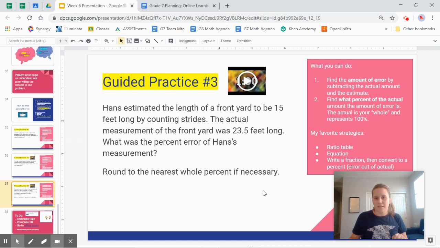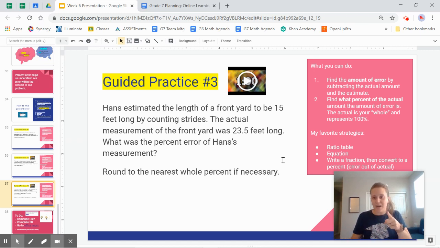I want to read it together and then give you a full minute just to work. Okay. Hans estimated the length of a front yard to be 15 feet long by counting strides. Stride is a step, so it's just saying how he made his estimate. Okay. The actual measurement of the front yard was 23 and 5/10 feet long. What was the percent error of Hans's measurement? Round to the nearest whole percent if necessary.